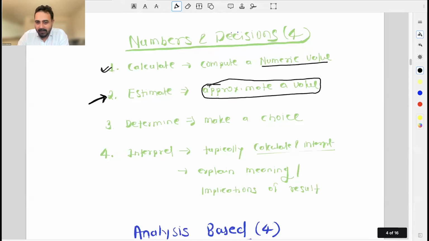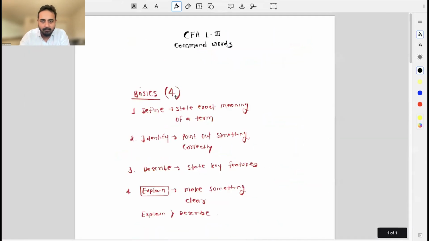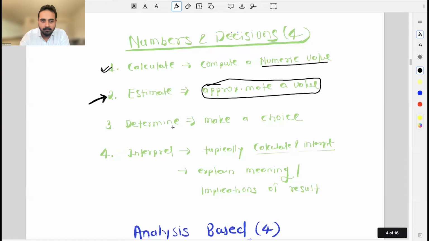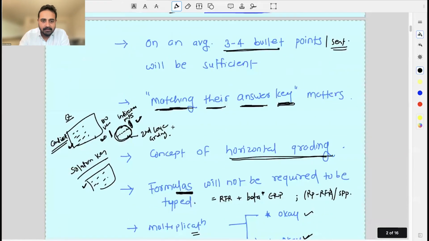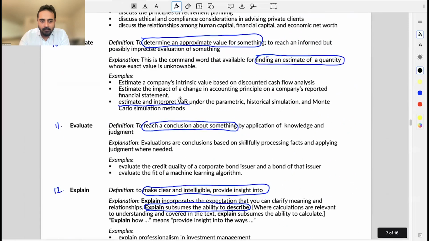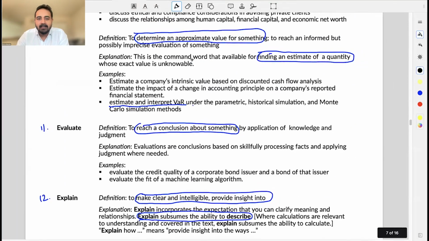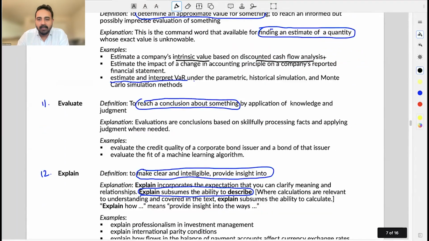Okay, now I couldn't think of an example of how it will be put to use, but CFA Institute has given some examples. Okay, so let me show you an estimate example. Estimate company's intrinsic value based on discounted cash flow analysis. Notice this, and I think estimate is rather an appropriate word because you cannot really calculate an intrinsic value because no one knows what the true intrinsic value is, right? So at best, what I can do is I can estimate.